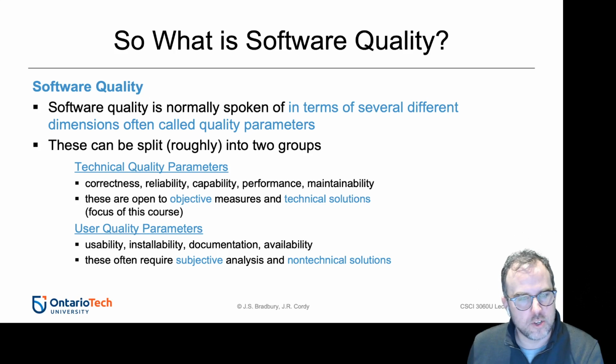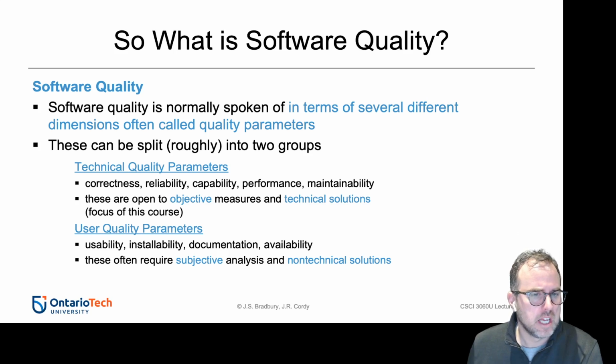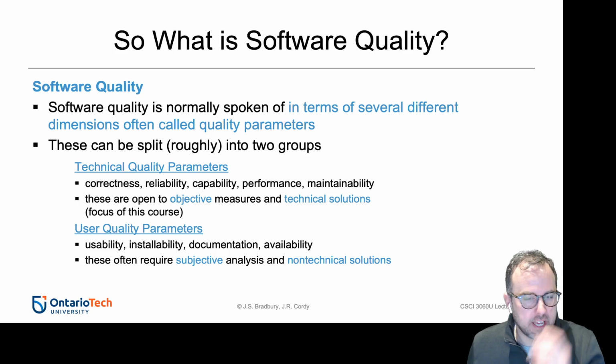The other side is user quality parameters, things like the usability, the availability, the installability. And these are often subjective analysis, and they often require things like user testing to figure out, or expert analysis by usability experts who may differ in their opinions. These would be much more likely to be covered in a course like the Human-Computer Interaction, or HCI course, that you may be taking this year or you may be taking in fourth year.